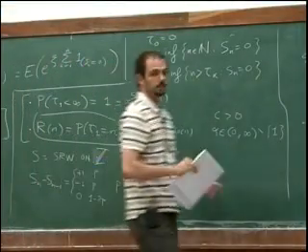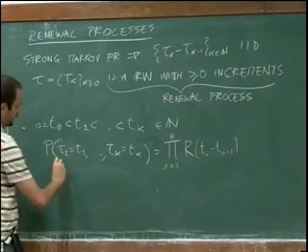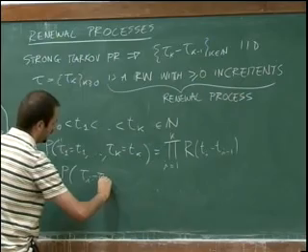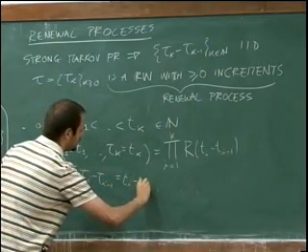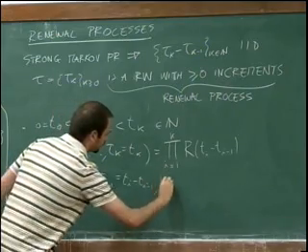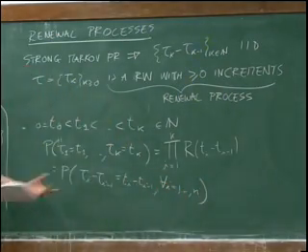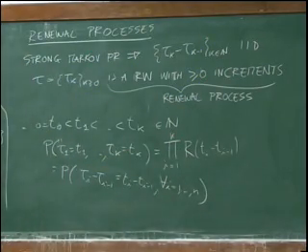This is just because you can express it by saying that tau i minus tau i minus 1 equals ti minus ti minus 1 for all i from 1 to n. And these are independent random variables. So you just get this formula. Okay? Quite easy.